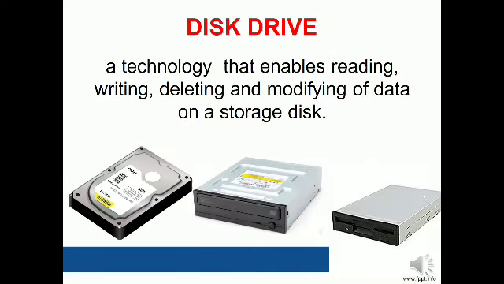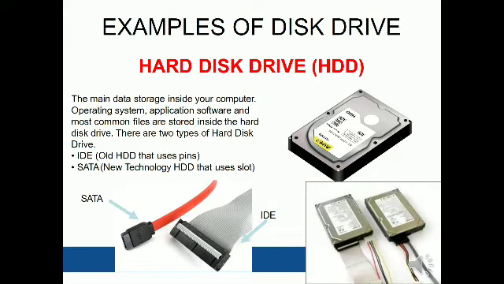Disk drive, a technology that enables reading, writing, deleting, and modifying of data on a storage disk. Examples of disk drive: hard disk drive or HDD, the main data storage inside your computer. Operating system, application software, and most common files are stored inside the hard disk drive. These are the two types of hard disk drive: 1, the IDE or old HDD that uses pins, and 2, the SATA, new technology HDD that uses a slot.